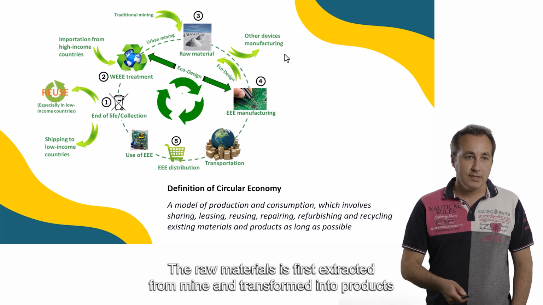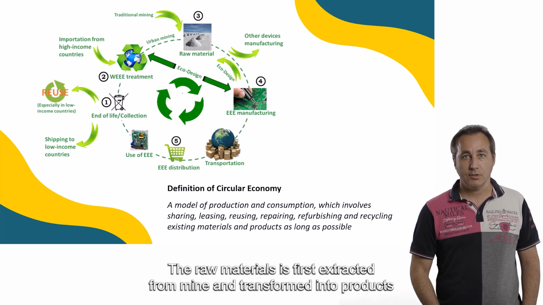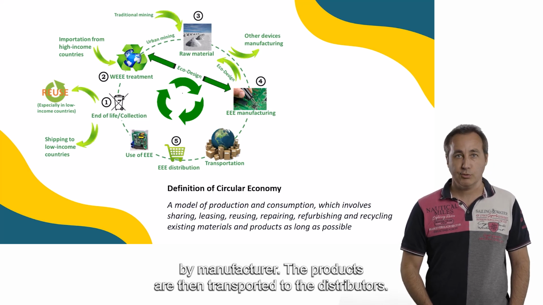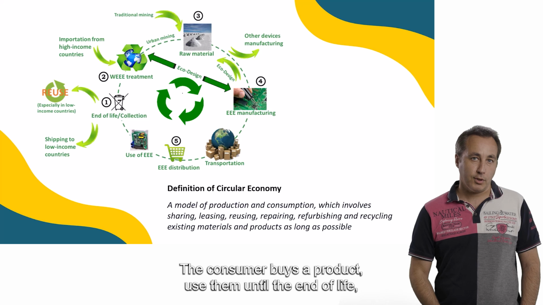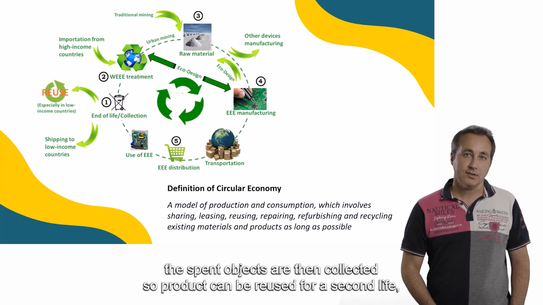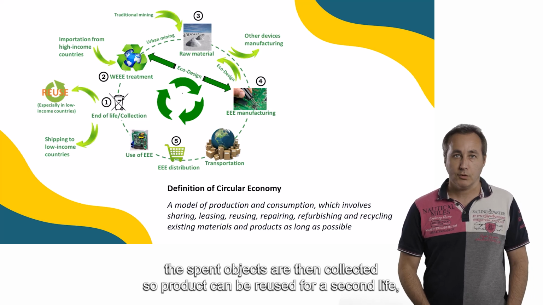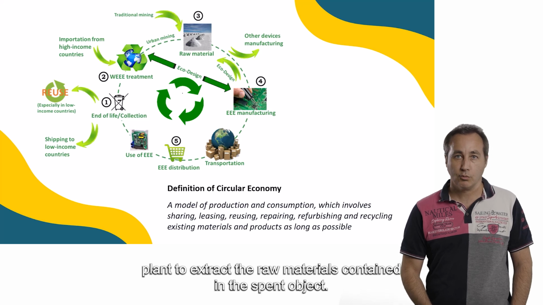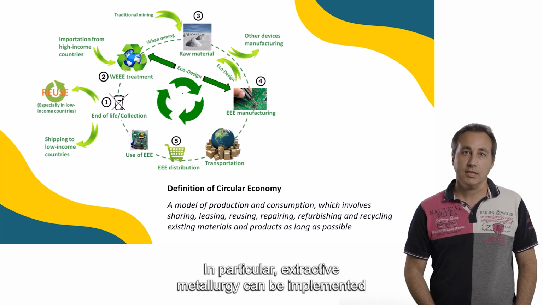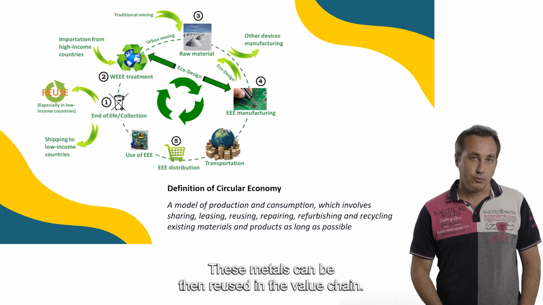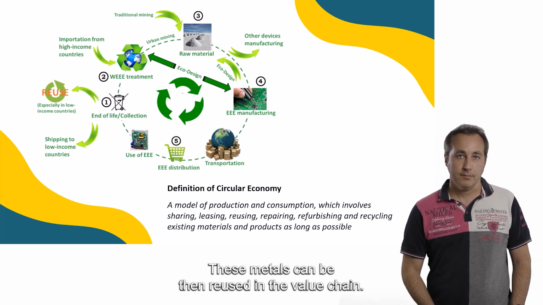The raw material is first extracted from mines and transformed into products by manufacturers. The products are then transported to the distributors. The consumer buys the product and uses it until its end of life. The spent objects are then collected. The product can be reused for a second life with or without repair, or sent to a recycling plant to extract the raw material contained in the spent object. In particular, extractive metallurgy can be implemented to extract and valorize metals contained in these objects. These metals can then be reused in the value chain.